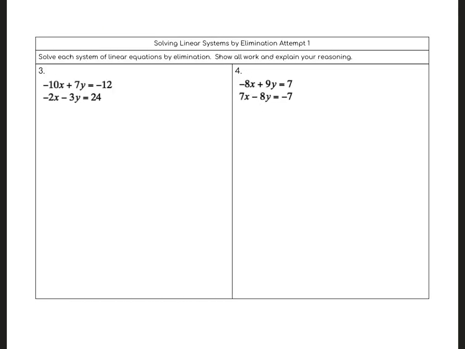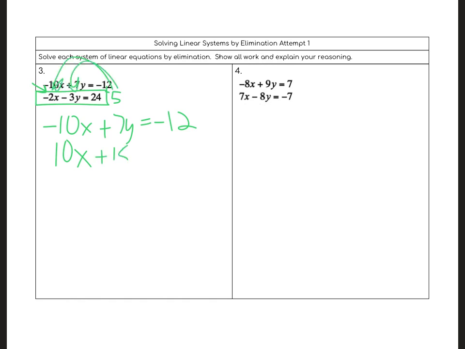Now we're going to do things by elimination. So elimination, I want to have the same number in front of the variables. I'm going to leave the first equation as negative 10x plus 7y equals negative 12. The reason I'm leaving that is because I see this second equation. I can turn 2 into 10 by multiplying by negative 5. Why did I pick negative 5? Because a negative times a negative is a positive, and then I have opposites. So I'm distributing this in, so that would be plus 15y, and that would be negative 120.